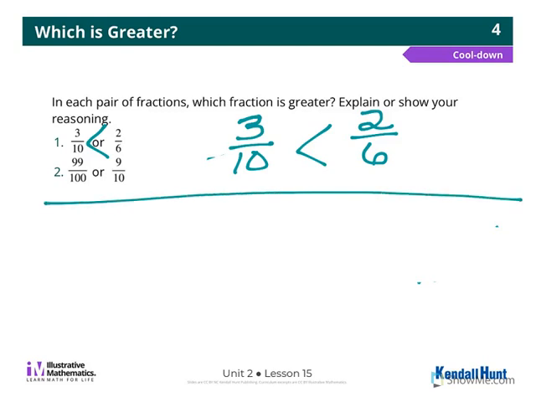99/100 or 9/10. Again, we have two different denominators. We have 100 and we have 10. So I need to make equivalent fractions. So 99/100 and 9/10.